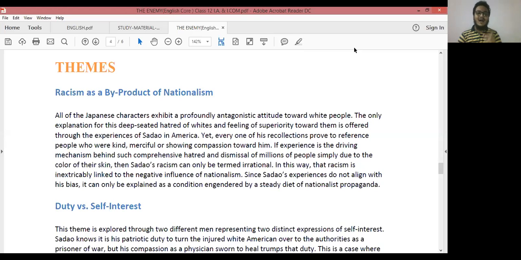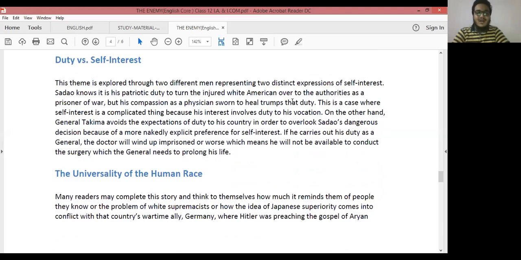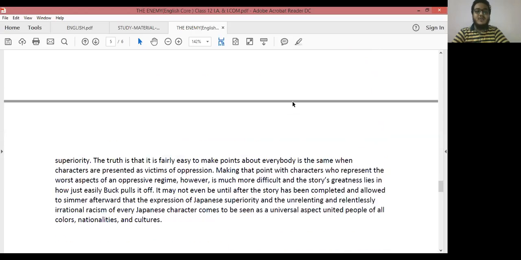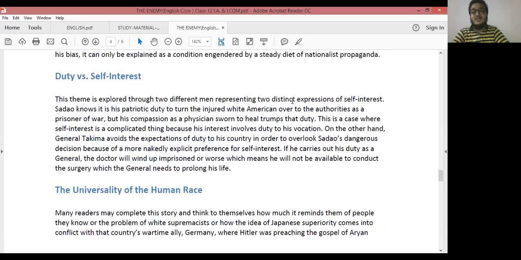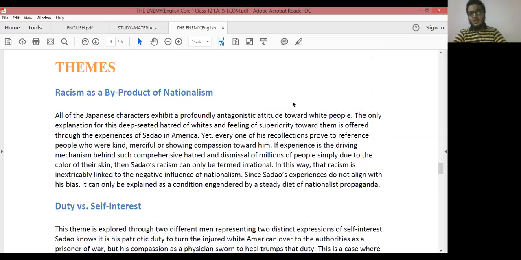Racism as a byproduct of nationalism, that is the first point. The second point, duty versus self-interest. Third, universality of the human race. Here are the 5 points that I'm going to discuss with you today on the theme. Then I'll go on to discuss the gist, the chapter analysis, summarizingly.